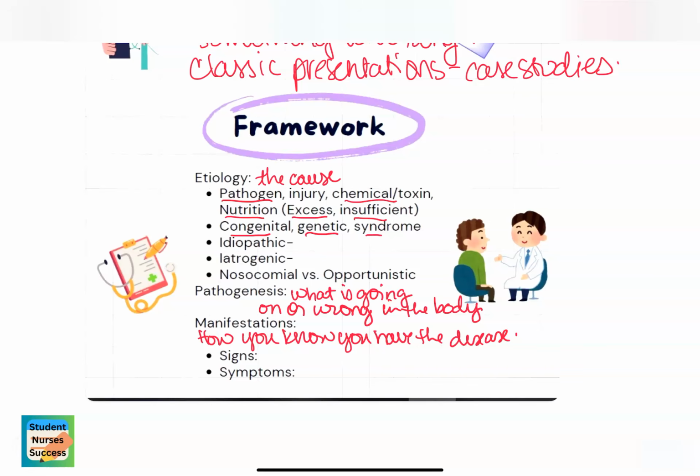And sometimes we even label things as a syndrome, which means there's a collection of signs and symptoms that are common in the disorder. Most often, though, we say that the cause of something is idiopathic, which means we actually do not know the cause. Sometimes the cause can be something called iatrogenic, which means that maybe a medical procedure or a medical treatment actually caused the disorder.